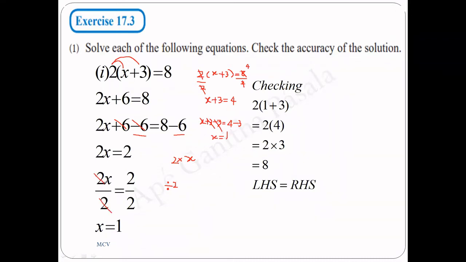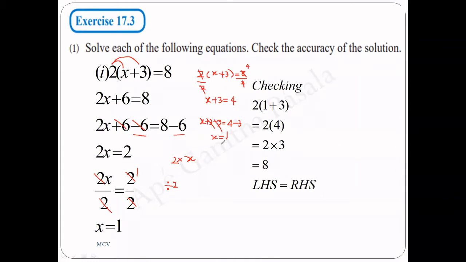Cancel this 2 with this 2. 2 divided by 2, what is the answer? Is that 0? How many 2's for 2? 1. There's only one 2. Then x equals 1.